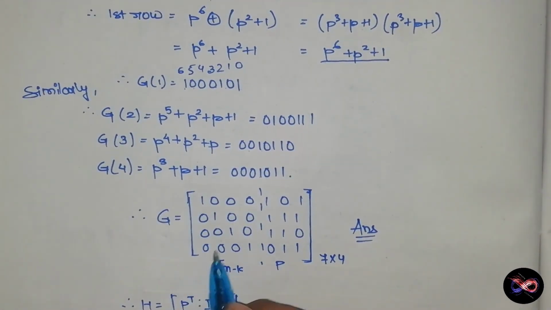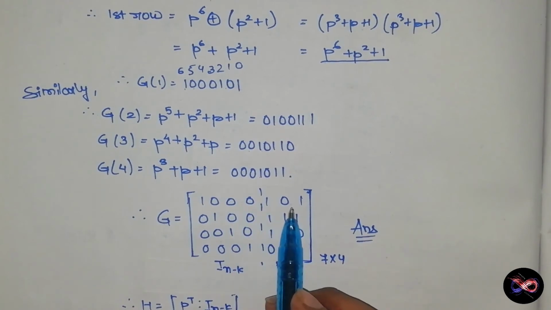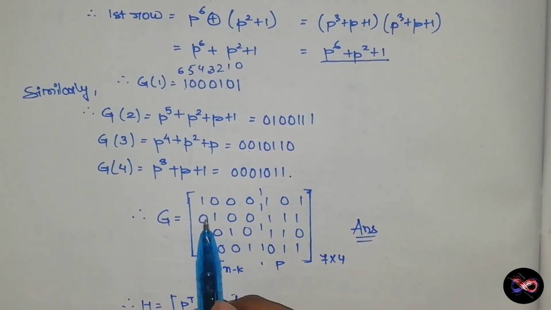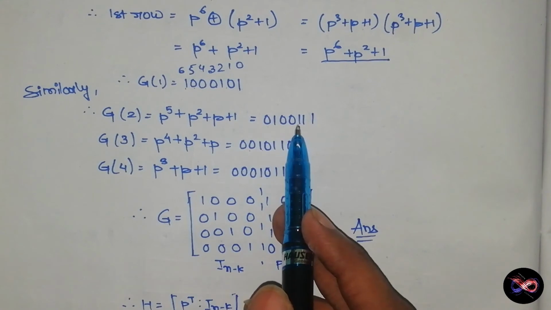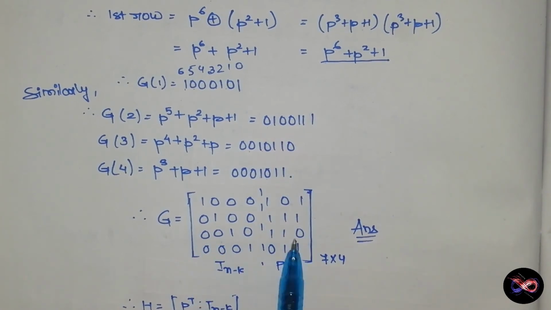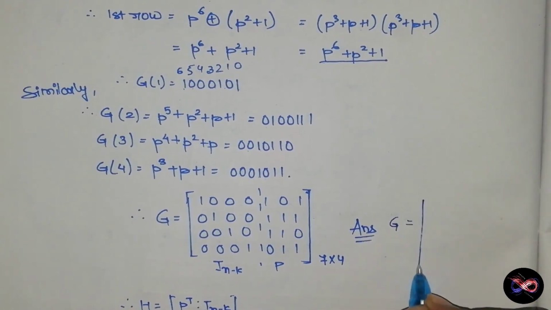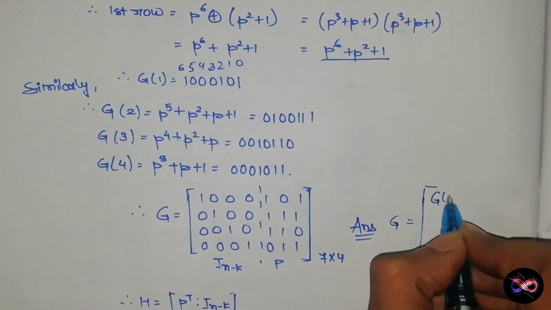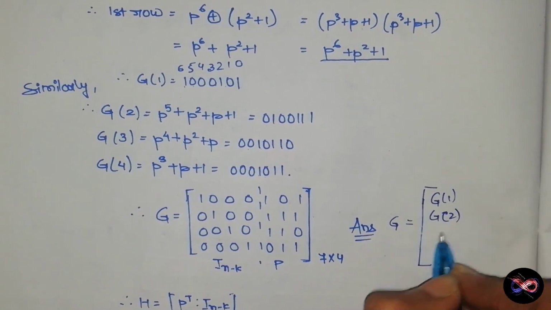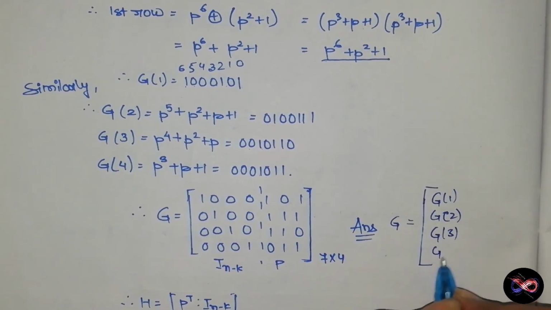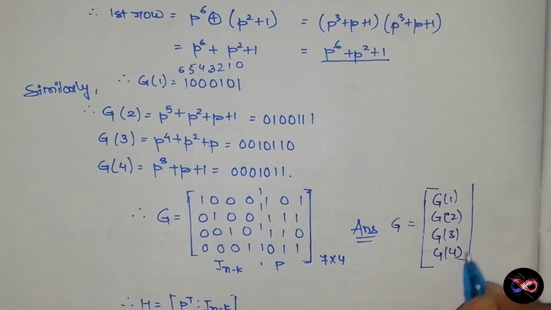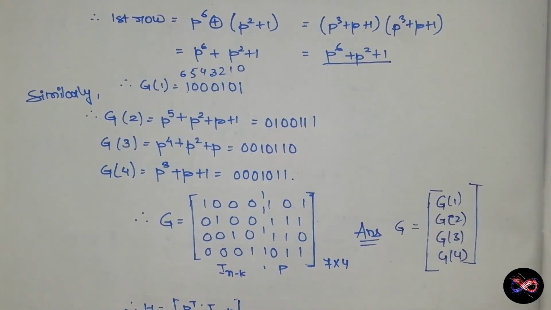So G will be equal to 1 0 0 0 1 0 1. The second row will be 0 1 0 0 1 1 1. Then G3, then G4. So it is basically G is equal to G1, G2, G3, and then G4. You see that the process is quite lengthy, but it is very simple and very easy to do. All you need is practice and a little bit of speed.